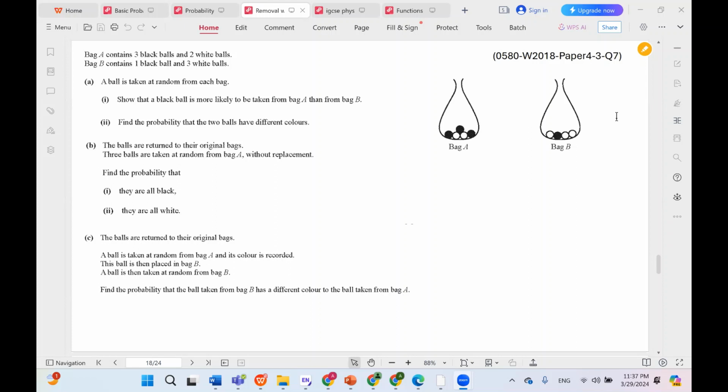In double I, we are asked to find the probability that the two balls have different colors. So there are two ways that this could happen. We can either get white in A, so let's call this WA, and at the same time, let's just write this within the bracket, black in B, so white in A and black in B, or, which means plus, we can get black in A and white in B at the same time.